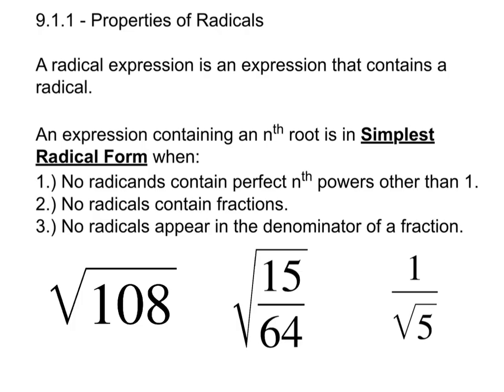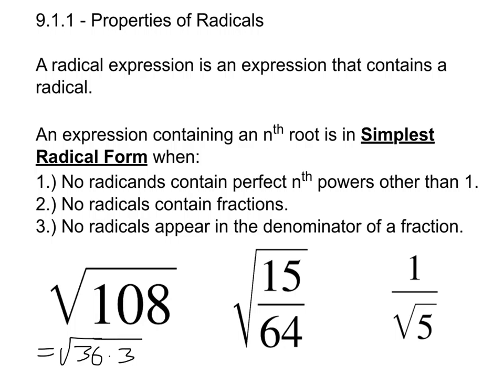First one is a little bit harder to see. The radicand is the number that's inside the radical, and it's not allowed to contain a perfect nth power other than 1. So since the index here is invisible, we know it's 2. This is a square root. We want to make sure there's no perfect second powers, no perfect squares that are factors of 108. However, we can quickly see that 108 is the same thing as 36 times 3.